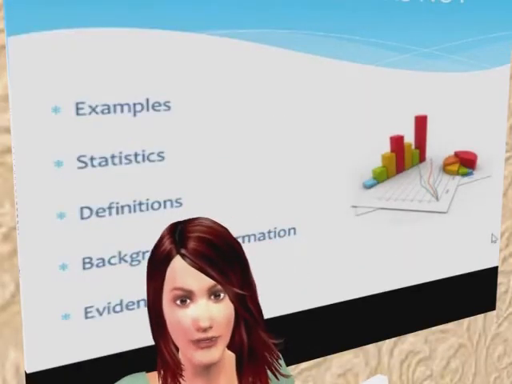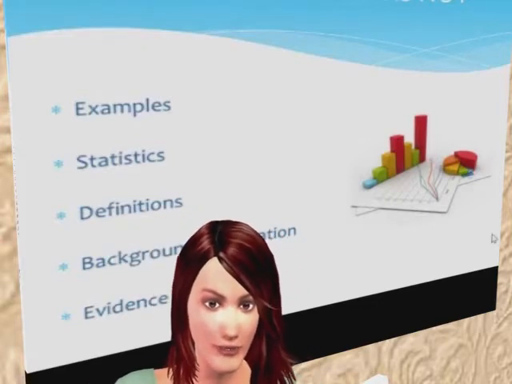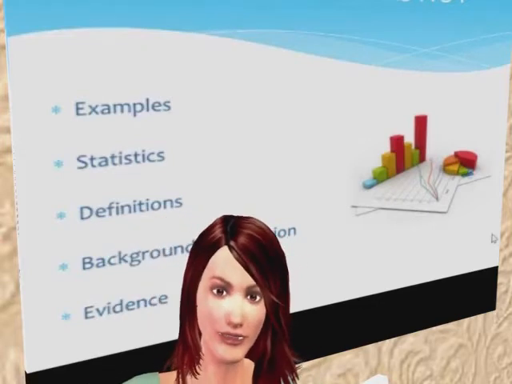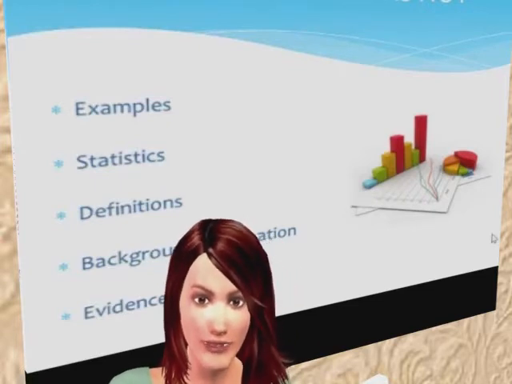Any kind of definitional statement where an author is just defining a key term is often not the conclusion. Nor is background information on a topic, and really anything that we could consider evidence. So things like statistics, that's usually a form of evidence that an author is providing.